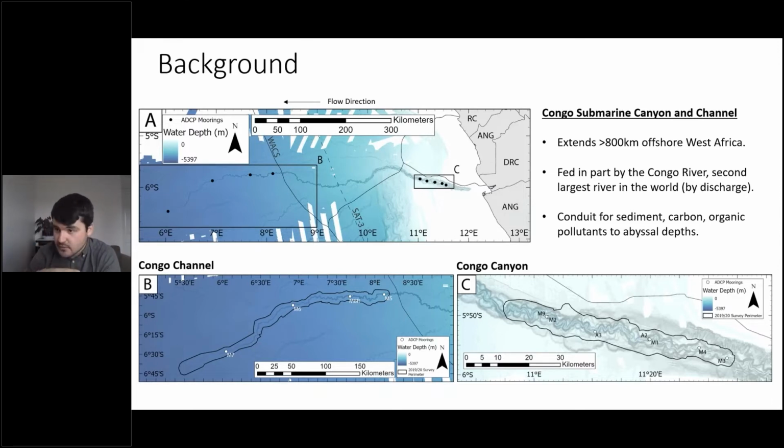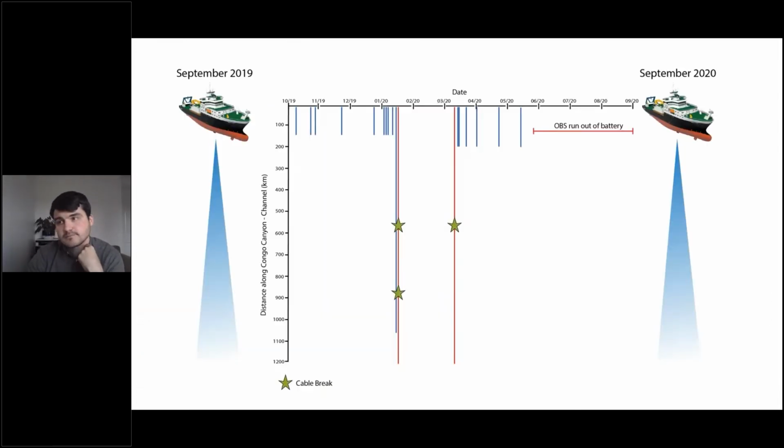Flushing events, however, which are the big flows that we've been talking about, are turbidity currents that travel down the entire length of the canyon and channel. They're picking up sediment on their path and then depositing the sediment on the lobe. They work to redistribute sediment and remove the sediment from the submarine canyon and channel.